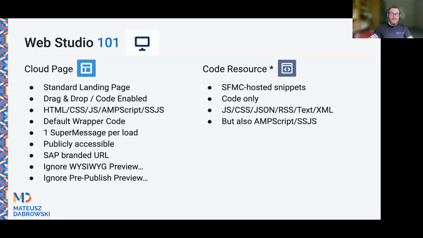Or you can import, using API calls from SSJS or AMP script, external elements to your code resource. So this possibility of leveraging AMP script and SSJS on the code resources and executing it there is super, super useful. And again, we'll be covering a bit more about it quite soon.